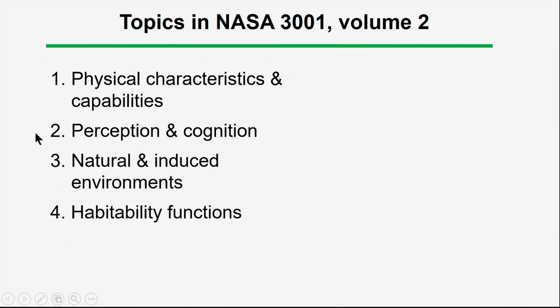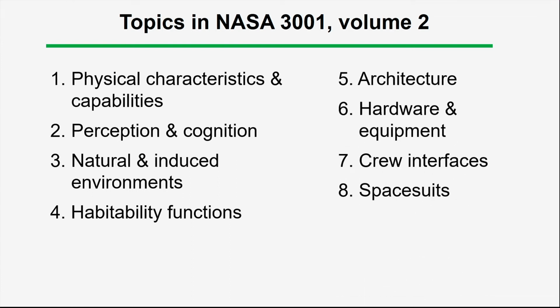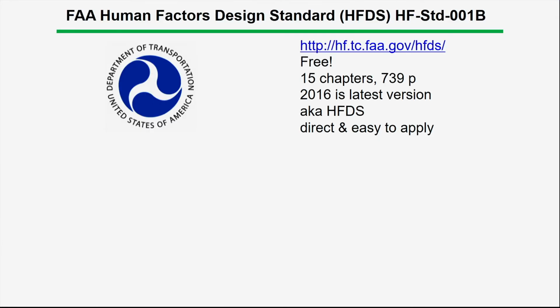So physical characteristics, perception and cognition. Obviously, again, induced environments and habitability are important to NASA. And again, other topics that are similar to what I talked about earlier. Obviously, space suits is a NASA-specific topic. So it's similar to what's in 3047.